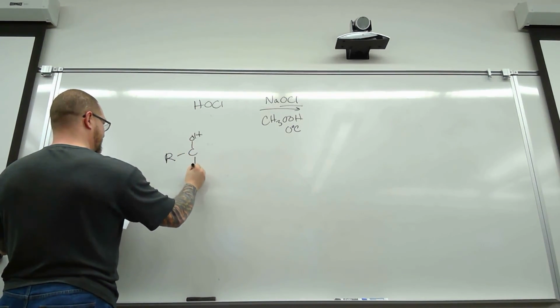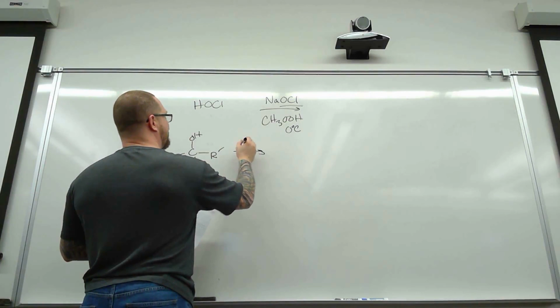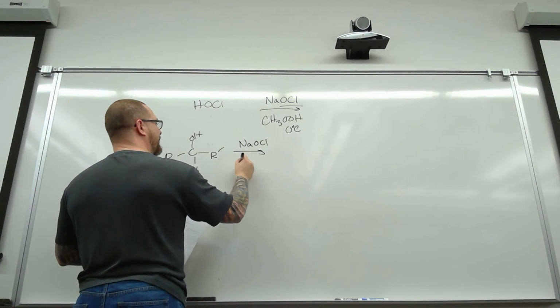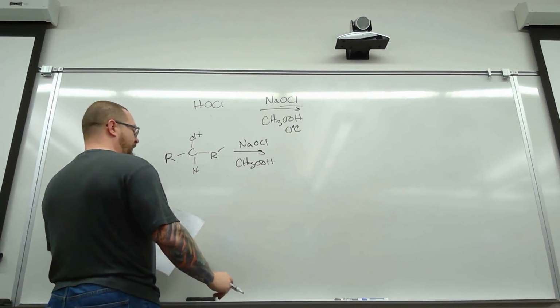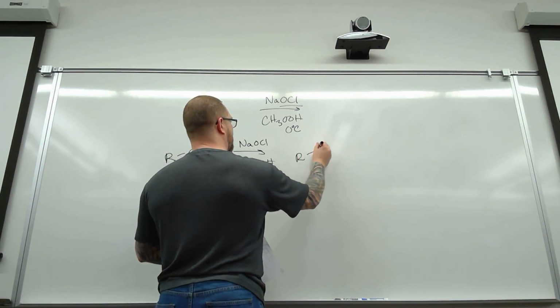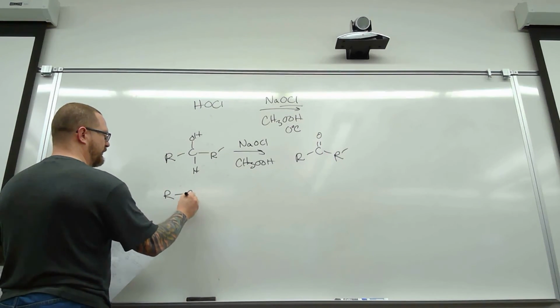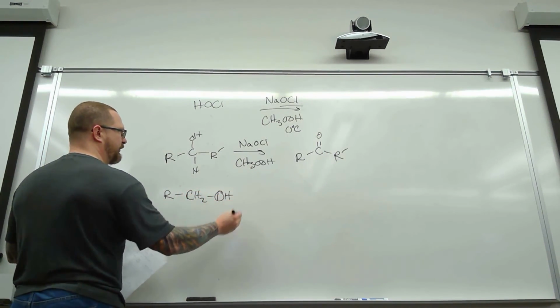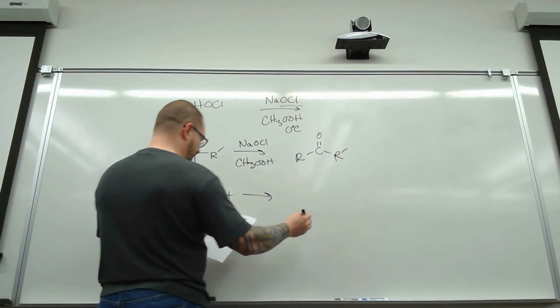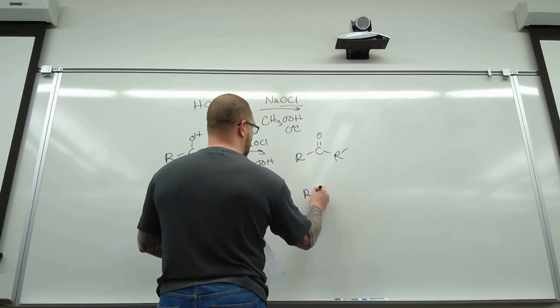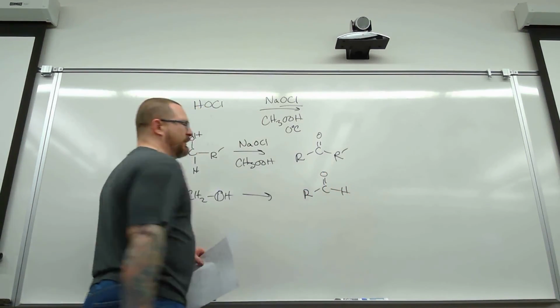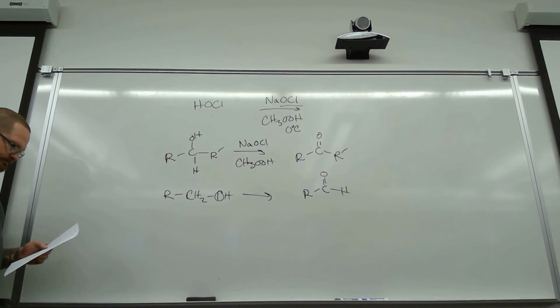Let's say we've got some secondary alcohol. We put sodium hypochlorite and acetic acid in there. It will oxidize this to a ketone, and if you do it with a primary alcohol, just bring this back down here, it will actually stop at the aldehyde. And we don't have time to do the mechanism. The mechanism is super easy. I'm sure you can rationalize it.